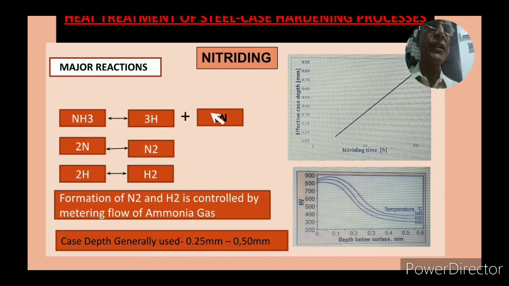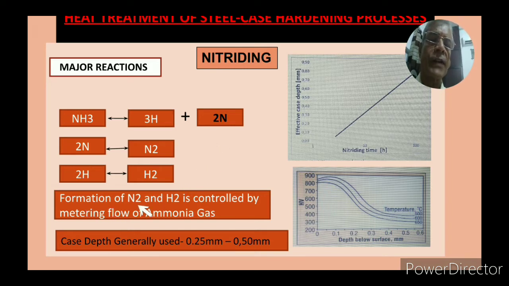Major reactions. What are the major reactions taking place during nitriding? The dissociation of ammonia, the breaking up of NH3, breaks into 3 hydrogen and 2 nitrogen. This is the nitrogen, which is a nascent form of nitrogen. And again 2 nitrogen, it's a reversible reaction, forms a nitrogen molecule, and the 2H forms H2. To avoid this molecule formation, you have to do nitriding at a particular temperature for a particular holding time. If you increase all those things, then you will not get nascent nitrogen, and thereby nitriding properties will not be attained.